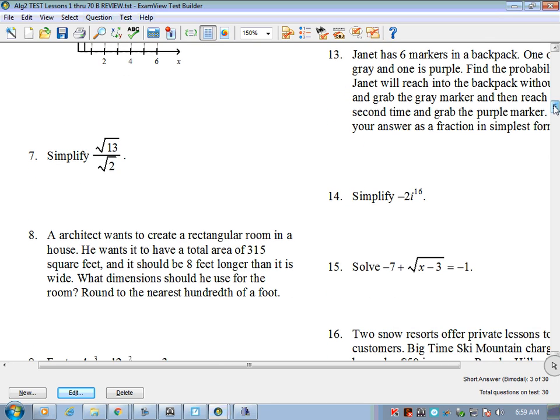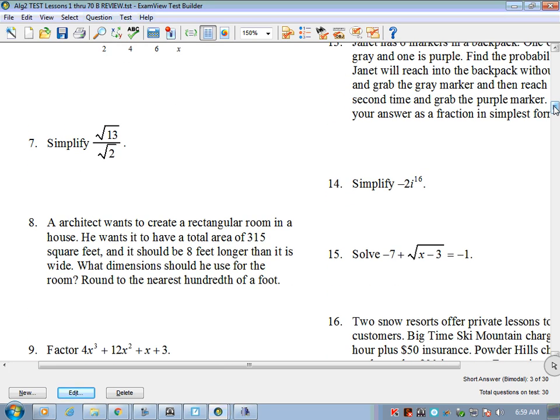Number 7, pretty easy. We're just going to multiply by our denominator to rationalize. We're going to get square root of 26 over 2, and that's our answer. Nothing else there.